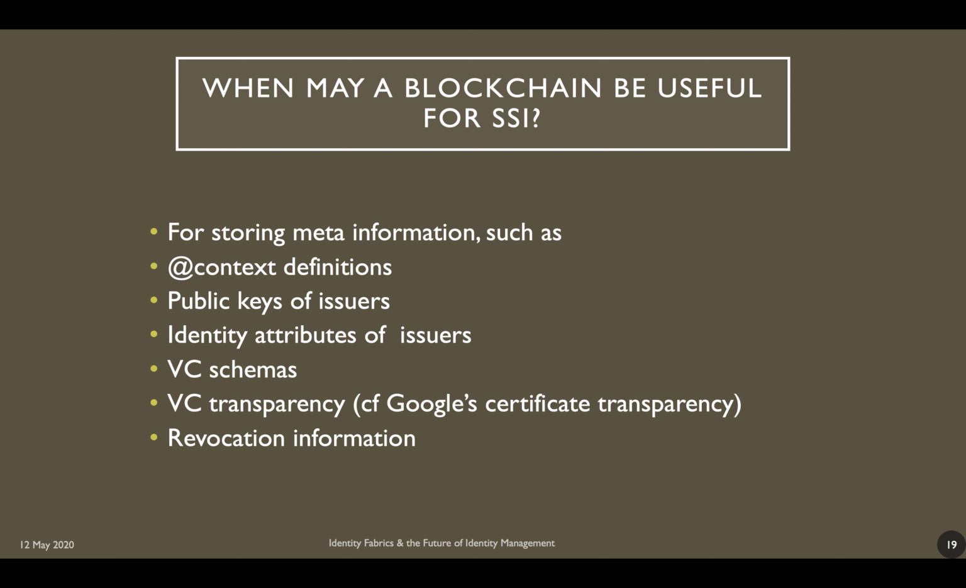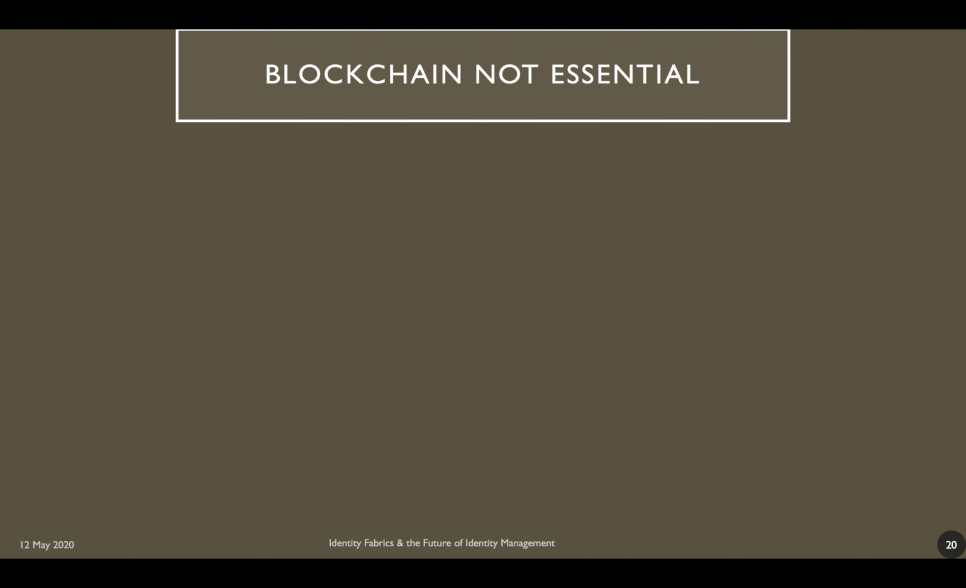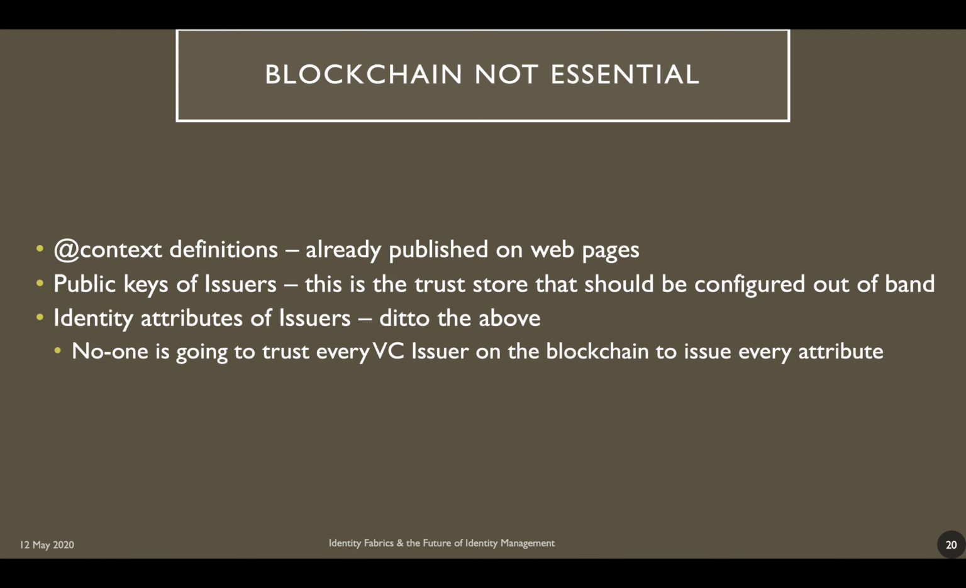Blockchains may actually be useful for SSI for storing the meta information, and here's a list of all the meta information that could potentially be stored in a blockchain. So let's look at each of these pieces of meta information one by one. Context definitions are already published on web pages, so there's no need for a blockchain for those.